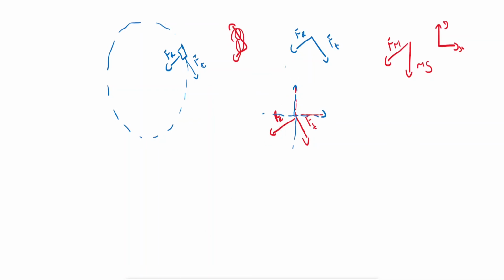So what do you notice? You notice that if this is theta 1, these thetas may not be equal. This is theta 2. You will see that my FR has an x component and it has a y component as well. That's basically my FR. This is FRx, this is FRy. Even the tangential component has an x component, this is FTx, and it has a y component, which is FTy.